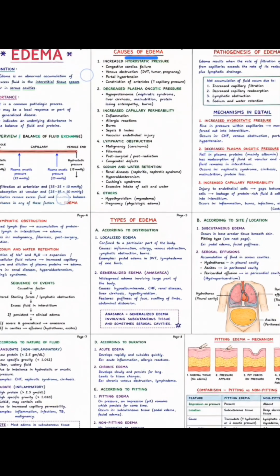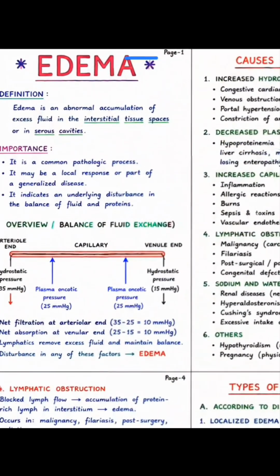So first things first, definition. Edema is the abnormal accumulation of excess fluid in the interstitial tissue spaces or in serous cavities.